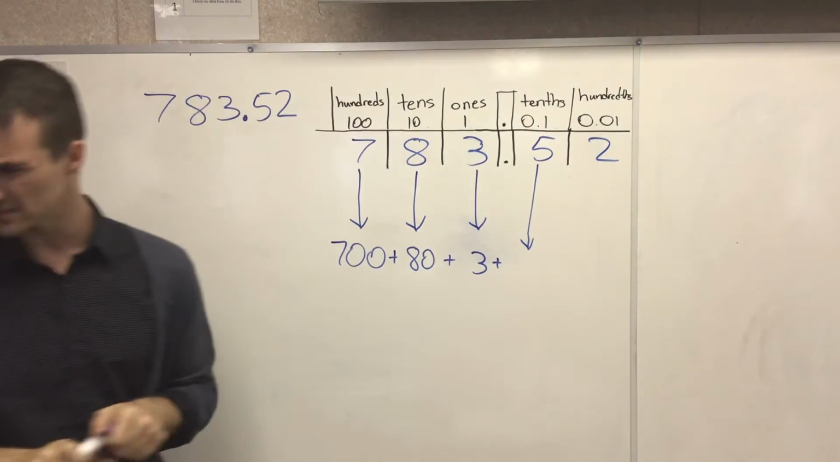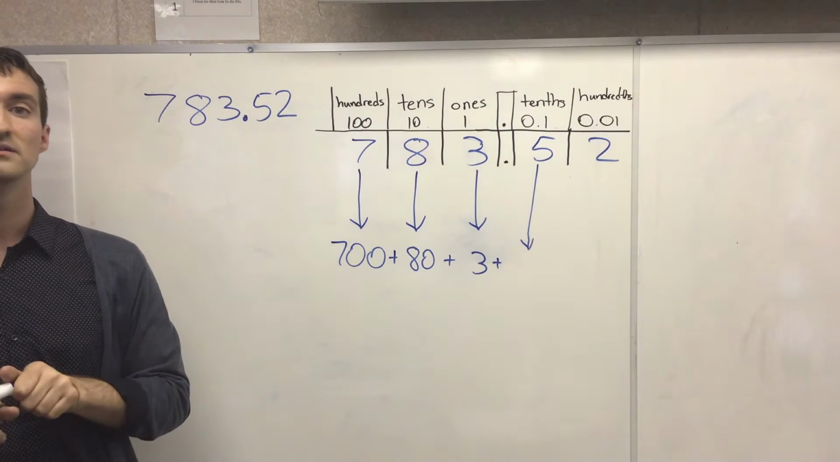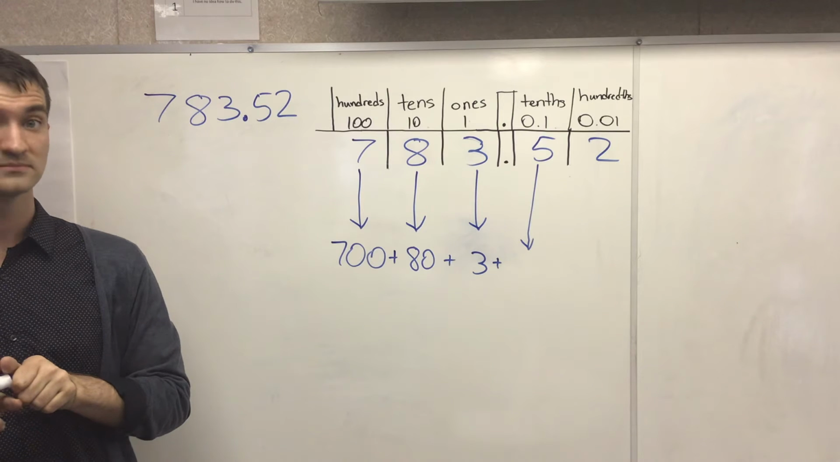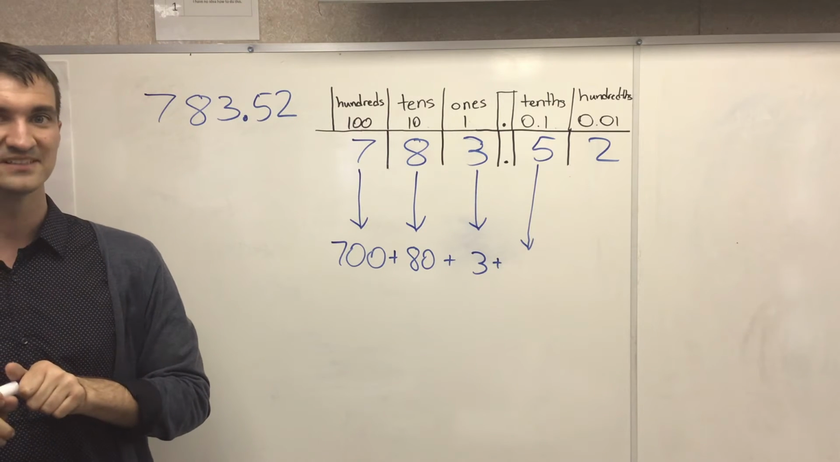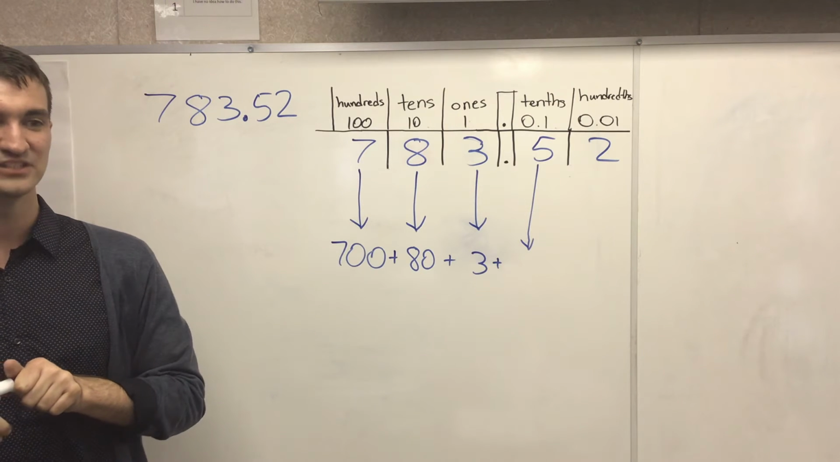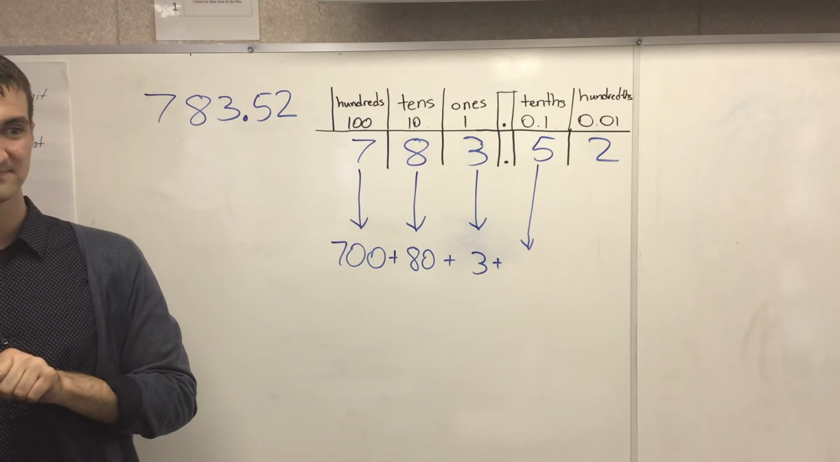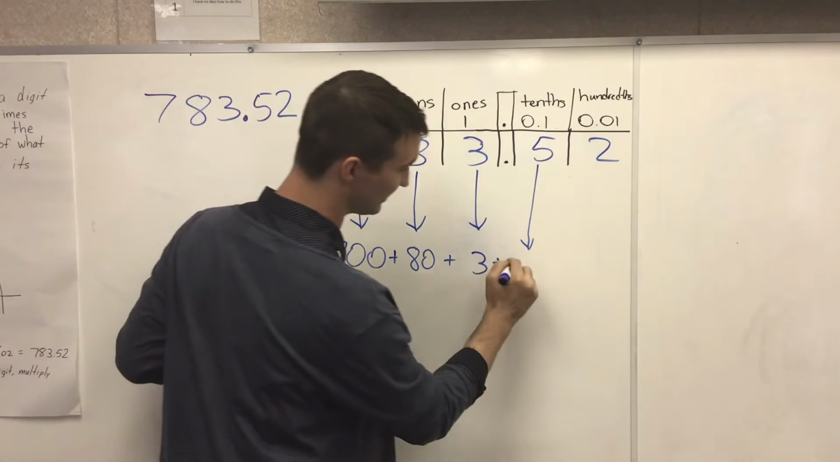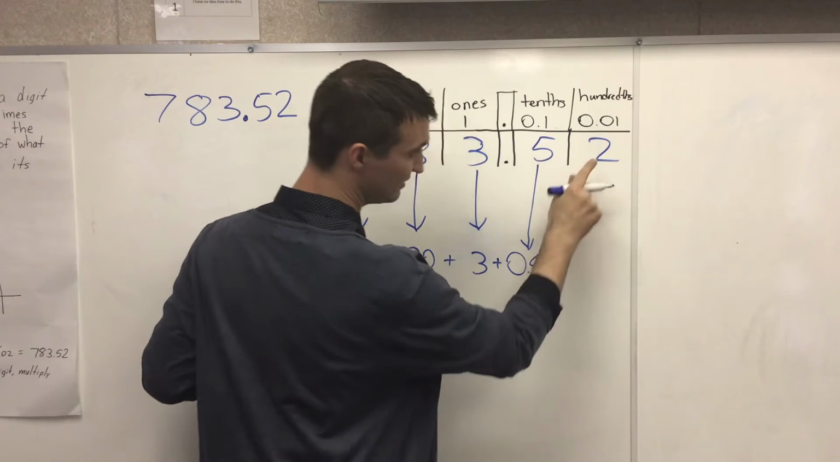So if I have a 5 in the tenths place, what is that going to be? 5 times 1/10 equals... No, not quite. But if I have 5 times 1/10, guys, what's that going to be? 5 tenths. So it's going to be written like this. 5 tenths. And then I'm going to add this one's value.